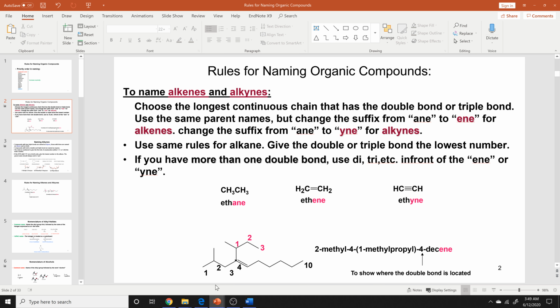The double bond is on carbon number 4, so it's going to be 4-decene. So this 4 indicates that the double bond is on carbon number 4, and this is the ending for the double bond. And then you name the substituents in there. So on 4, you just open a brackets, you have one methyl and it's a propyl, and then on carbon number 2 you have a methyl group there.